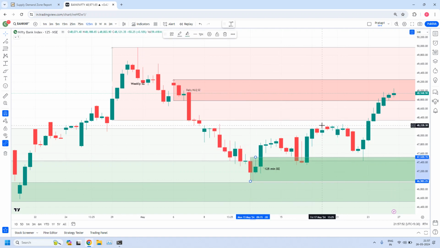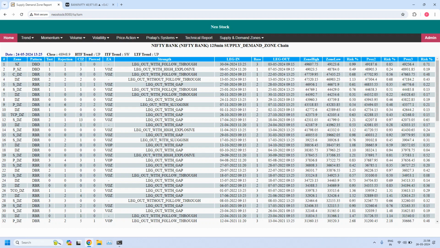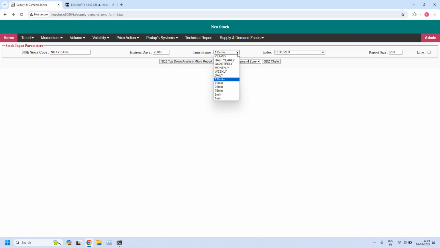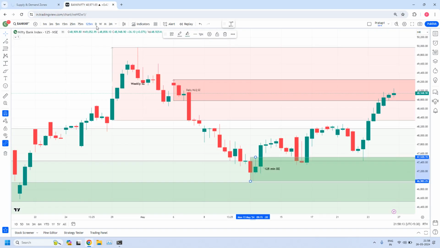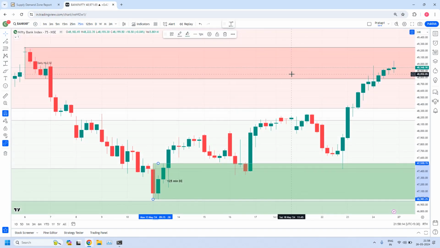But here our concentration is not 125. Here 75 is also there. We will focus on that. So I am changing the time frame to 75 minutes because this is the one actually giving us good results, 75 minute zones. Here also let me change the time frame.